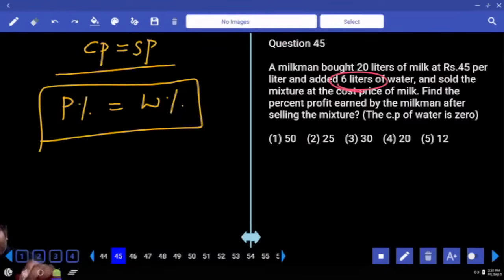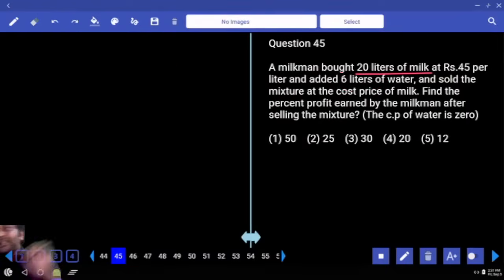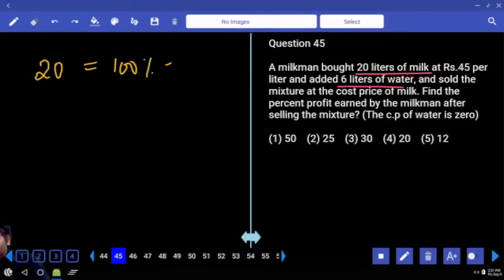So in that case, 20 liters already we have, 6 liters water we are adding. 100% is equal to 20 liters. Then 6 liters is equal to how much percentage? 20 and 100, what is the relation? 5 times. Otherwise, 6 liters water, 20 liters milk, percentage into 100. You got it?